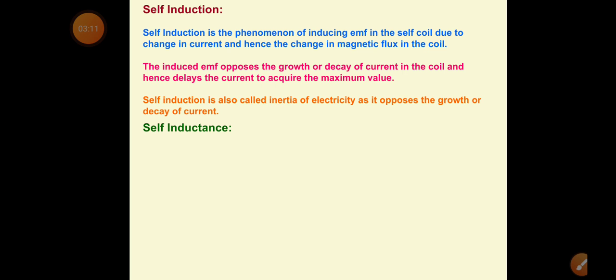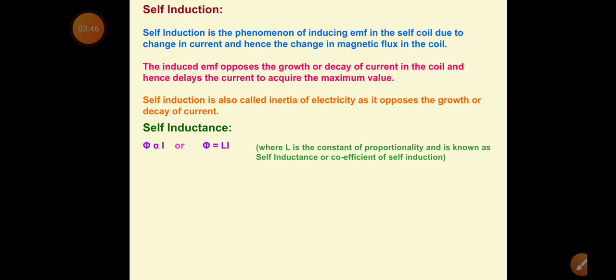Now there is a factor called self inductance. Be careful about self induction and self inductance. Self induction is the phenomenon of inducing current. Now what is self inductance, and how is it defined? Generally, phi, that is magnetic flux, is directly proportional to the current I. If I write it in terms of an equation, phi is equal to a constant L into I. Here L is the proportionality constant, called the coefficient of self inductance or coefficient of self induction. So phi is equal to L into I.